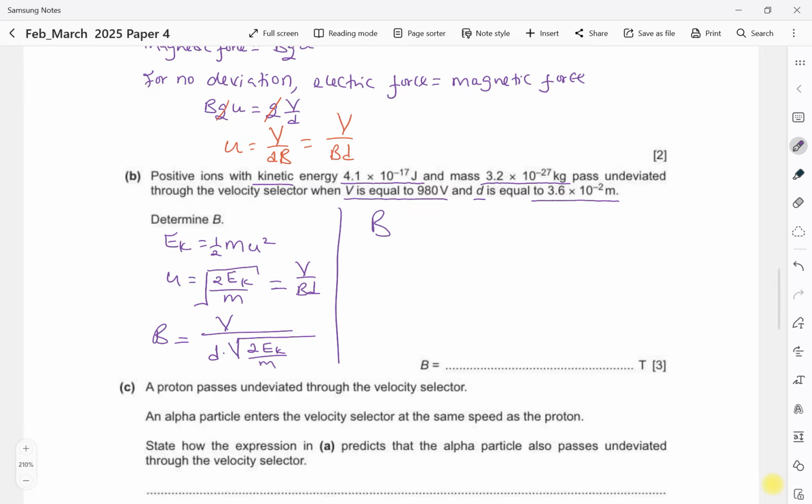So B is going to be equal to V, the potential difference, which is 980 volts, divided by D, which is 3.6 times 10 to the power of minus 2, then times the square root of 2 times the kinetic energy, which is 4.1 times 10 to the power of minus 17, divided by mass, which is 3.2 times 10 to the power of minus 27.